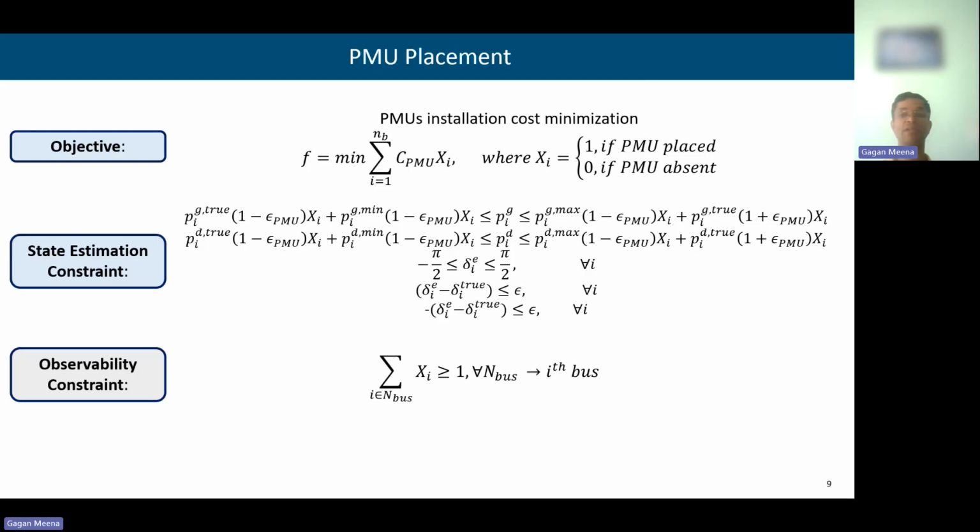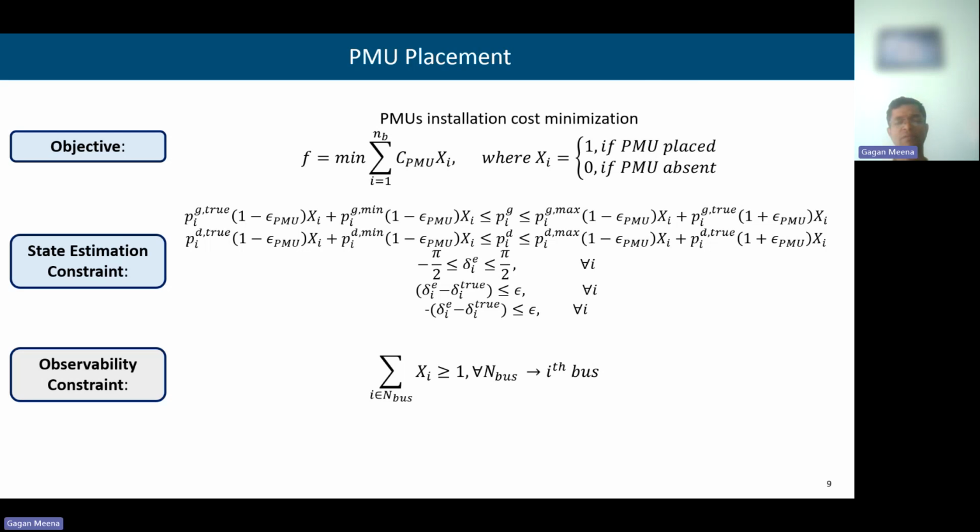And this is for the PMU placement. Here, the objective is to minimize the overall cost of placement. Here, CPMU is the cost and xi is a binary variable. So if a PMU at a particular bus is selected, then it will add to the cost, otherwise it won't add. It would be simply zero.